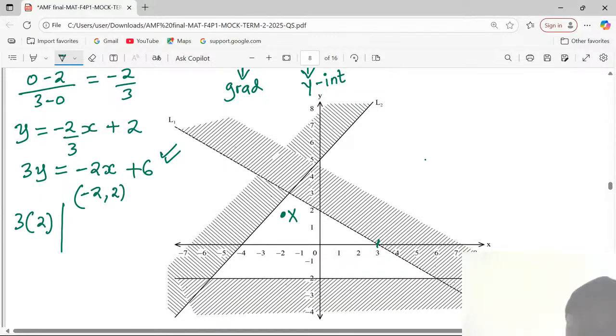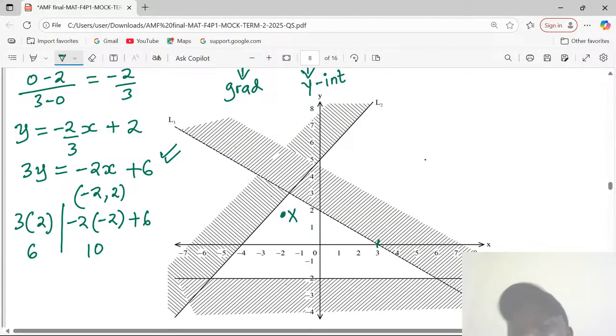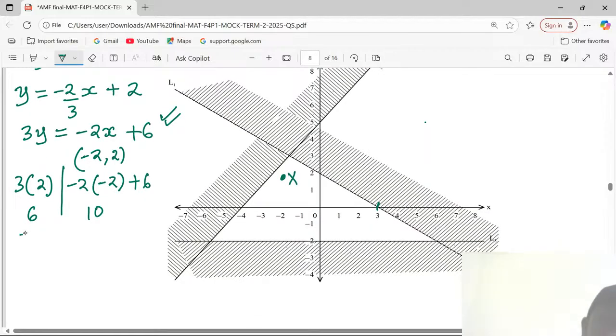Then that's our left-hand side. On the right, we start with negative 2, then the value of x, negative 2, plus 6. So the left shall be 6. But on the right, we are having 10 because 4 plus 6 is 10. Now you ask yourself, what is the relation between the left-hand side and the right-hand side? The fact is that 6 is less than 10. If 6 is less than 10, then the inequality to be used in the above equation should be that of less than. Therefore, we say 3y is less than negative 2x plus 6.